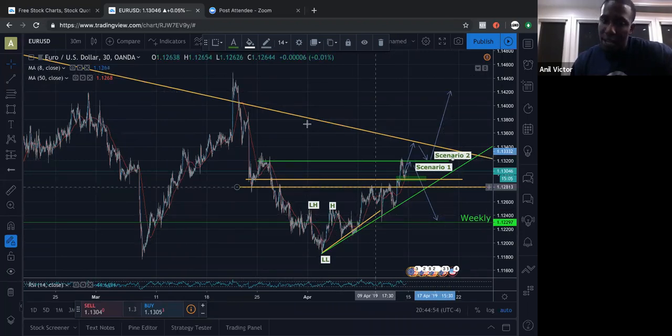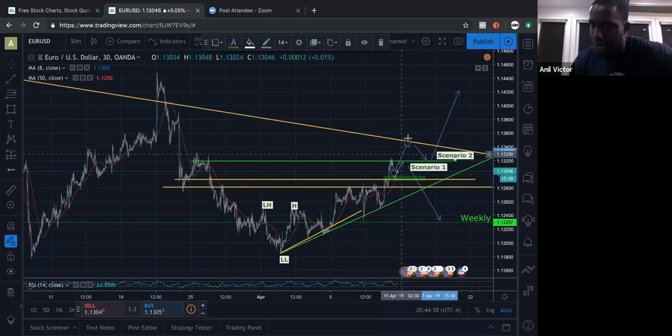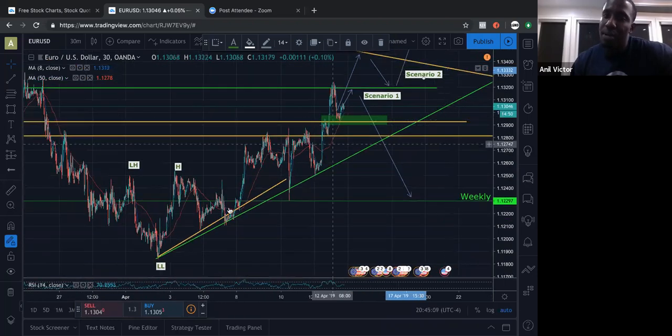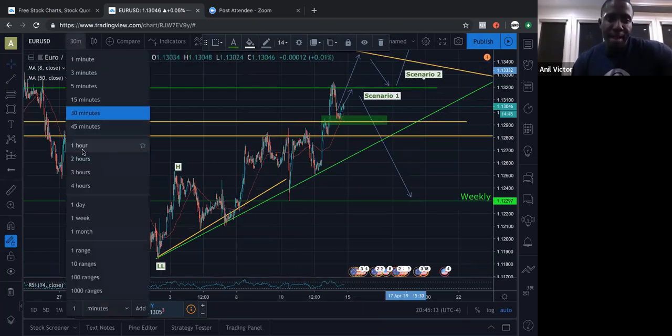We don't know. But if we see that it breaks past this green line, retouches it, breaks out of this yellow line, touches that, and then goes up, we can rest assured that a bullish environment is soon to follow to the upside, right?